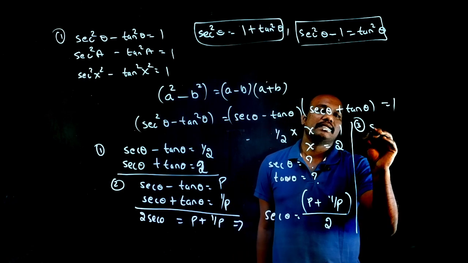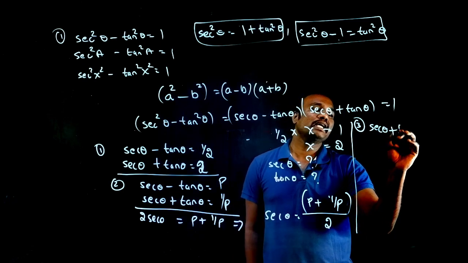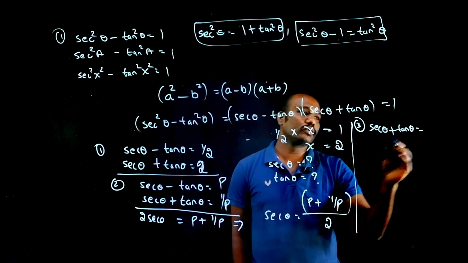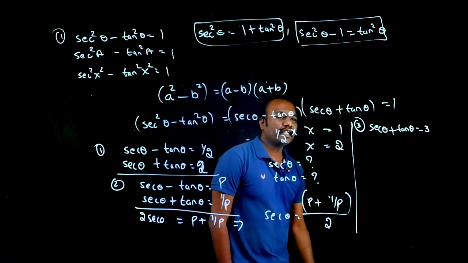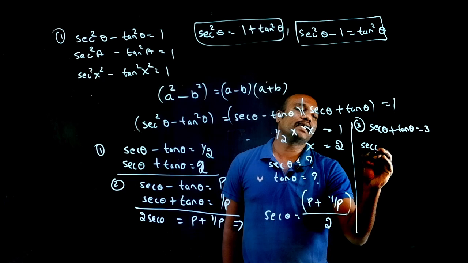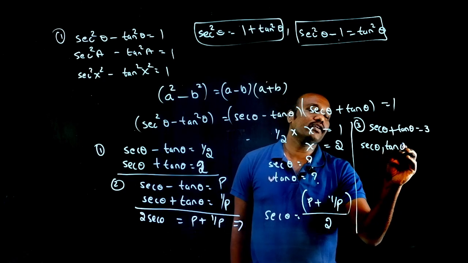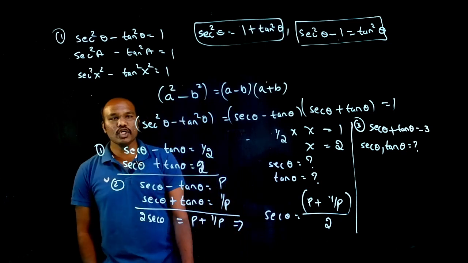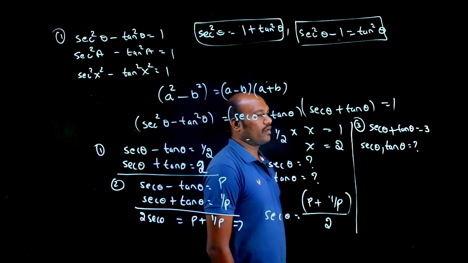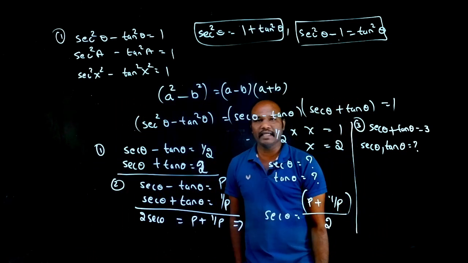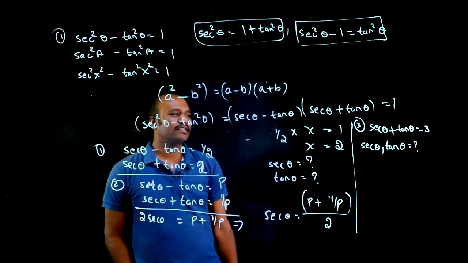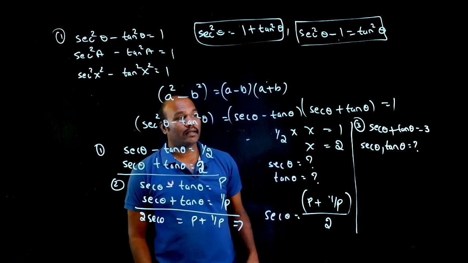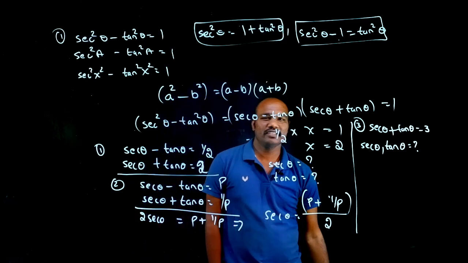The third question. Secant theta plus tan theta is equal to 3. Can you find the value of secant theta and tan theta? Pause the video and try this. This is the most important thing. If you can do this, there are so many JEE Mains questions on this. You can just solve by that.